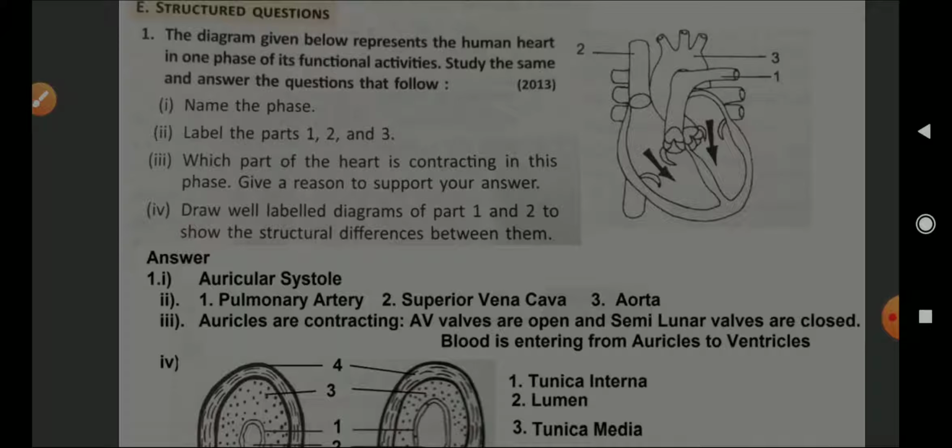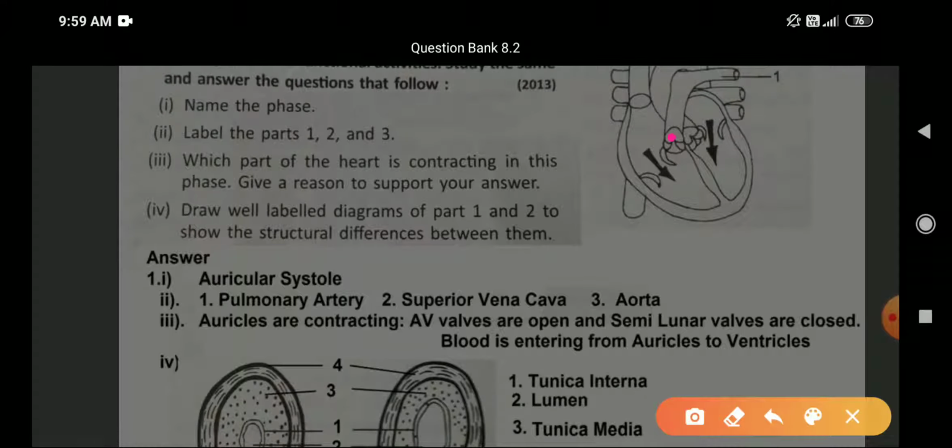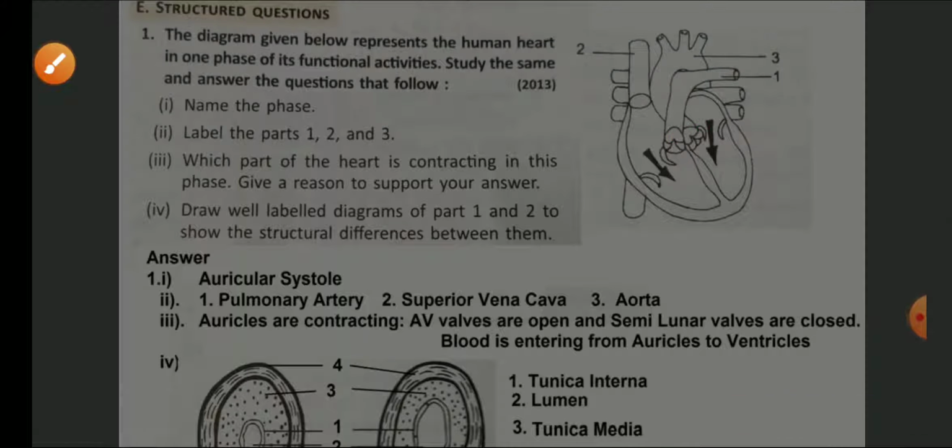Question number 3. Which part of the heart is contracting? Auricular systole is contracting. That means auricles are contracting. And how do you know? Because AV valves are open and the blood is flowing from auricles to ventricles. Along with that, you can see the semilunar valves, this part and this part, both of them are closed.